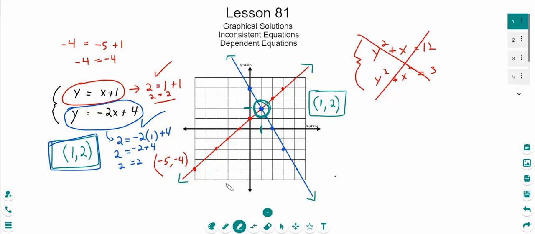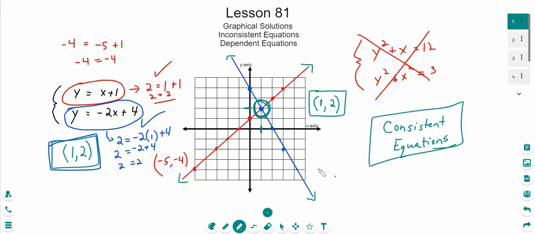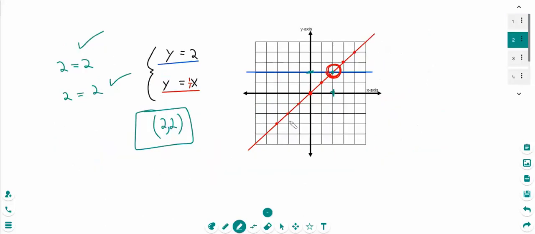Okay? So when they intersect, we call these consistent equations. All right? Which basically just means that there is an intersection point. There is one solution. All right, so this one, again, has an intersection point. It is a consistent equation, or they are consistent equations.